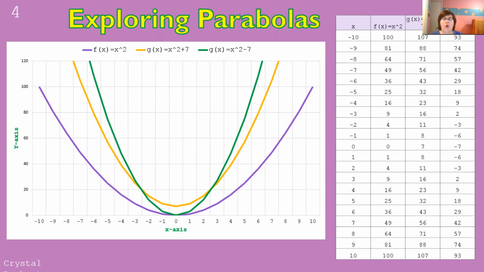So what we can see is our f of x is equal to x squared. That's in purple. So you have this nice, big, wide parabola. Then when we get to g of x, that's in the gold color. It's a little narrower, and that one is x squared plus 7. And then when we get to the green, it's x squared minus 7.